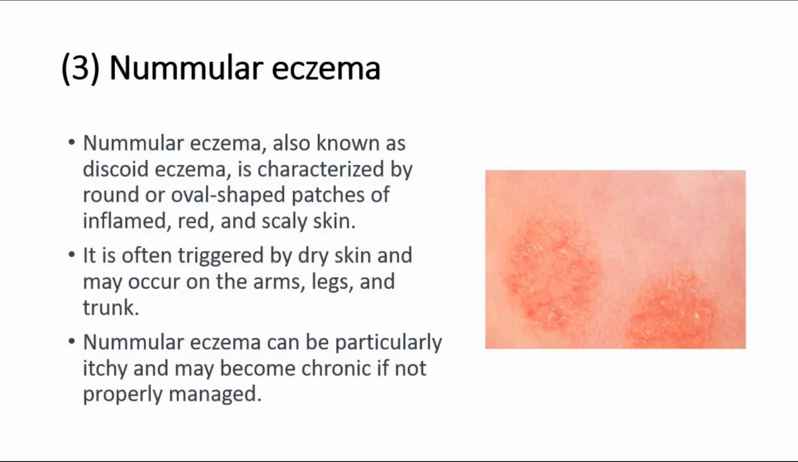Third one is nummular eczema. Nummular eczema, also known as discoid eczema, is characterized by round or oval-shaped patches of inflamed, red, and scaly skin. It is often triggered by dry skin, and may occur on the arms, legs, and trunk. Nummular eczema can be particularly itchy and may become chronic if not properly managed.